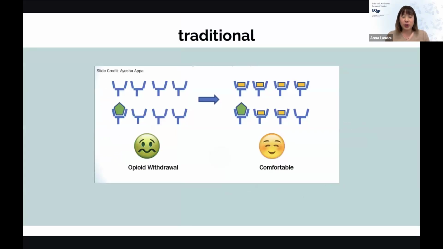Another way to look at this, and I credit this to Dr. Aisha Appa, who is one of our colleagues in infectious diseases. The way to think about it is that in traditional induction, you wait until your receptors are empty, you have sufficient opioid withdrawal, and then you start the buprenorphine, which is the orange squares, and the buprenorphine attaches to the receptors and you feel moderately comfortable. You go from opioid withdrawal to comfortable relatively quickly.